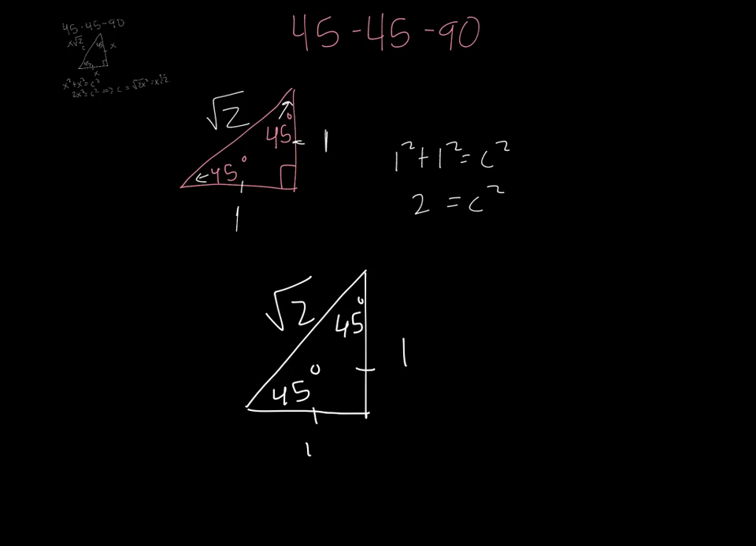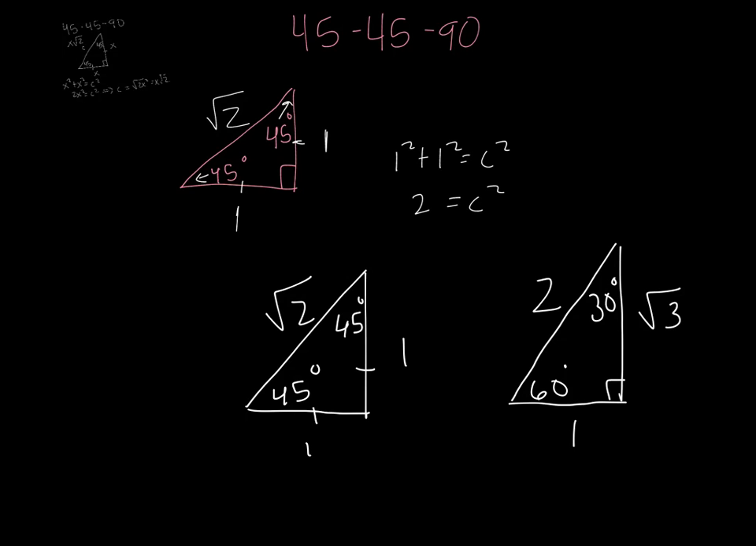And remember, the one for the 30, 60, 90. The one across from the 30 we know is 1. The one across from the 60 is square root of 3. And the one across from the 90 is 2. So using these special triangle ratios, you can use them as similar triangles to solve for missing sides in other 45, 45, 90, and 30, 60, 90 triangles.